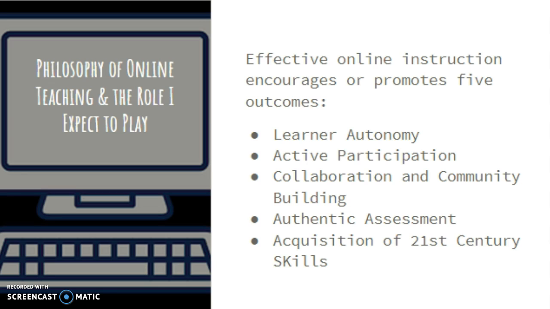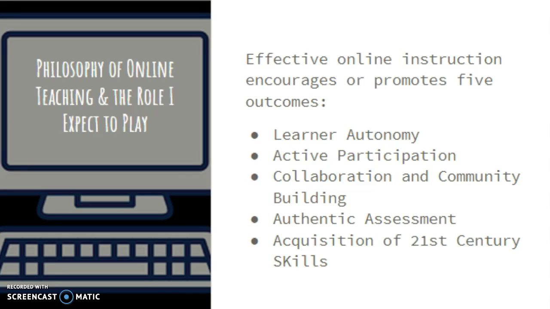According to Chapter 2 of Rice 2012, effective online instruction encourages or promotes 5 outcomes: learner autonomy, active participation, collaboration and community building, authentic assessment, and acquisition of 21st century skills. Learner autonomy is achieved by integrating learning and motivational strategies to help students become self-directed learners. Multiple avenues for exploration are provided so that individual needs and learning styles can be met. Active participation requires a curriculum that is flexible and dynamic with a structure based on student needs. Student interests and passions are incorporated to aid with student engagement.